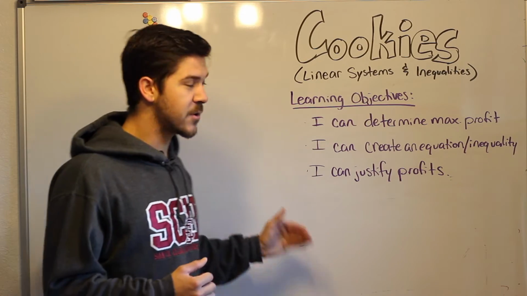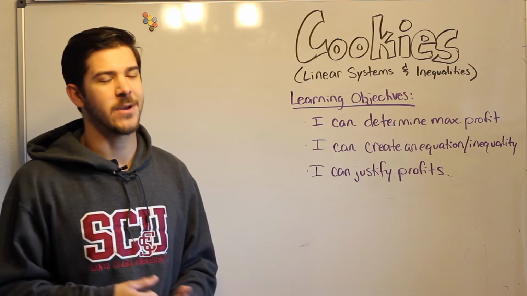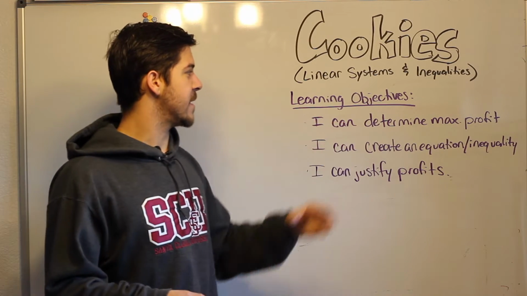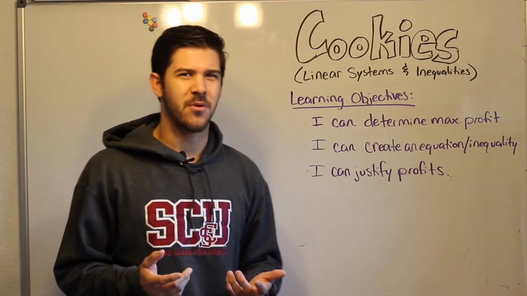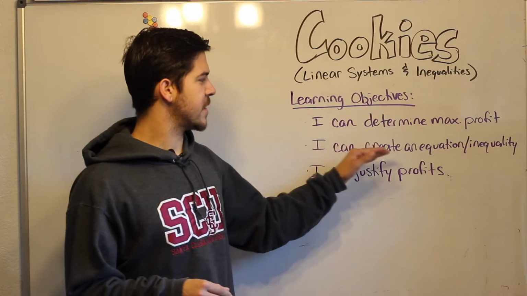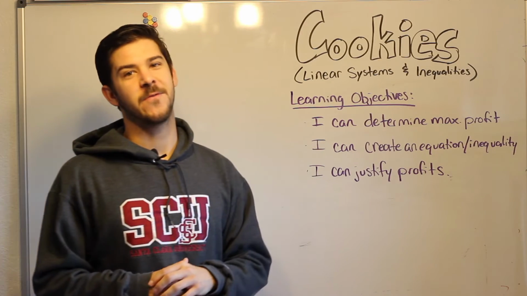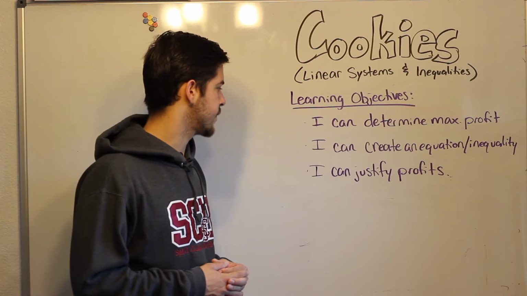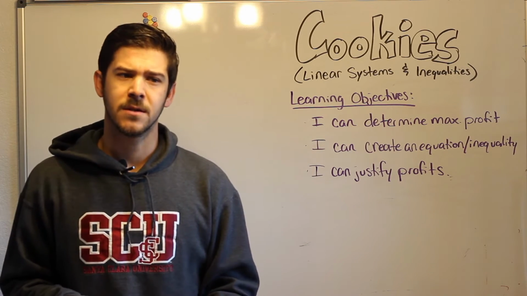Today, you actually have 3 learning objectives. Some of you may hit them all, others may take a little bit longer, and that's okay. The first one is that I can determine maximum profit. What is profit? We'll get into that in just a second. Number 2, I can create an equation or an inequality. This one may be a little bit hard for you today, but we'll get there in no time, hopefully by tomorrow. And the third one is you can justify profits.